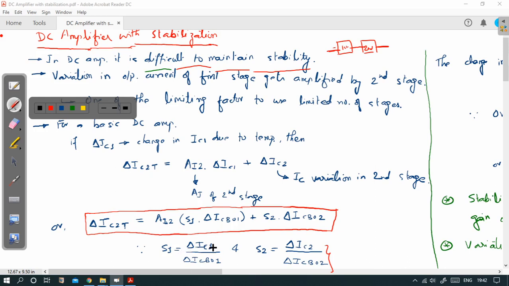So this is actually the change in IC1 with respect to the change in ICBO1. That is how much change in ICBO1 will cause a change in IC1. Similarly, S2 is a ratio that defines that for per unit change in ICBO2, how much is the change in IC2. These S1 and S2 parameters are the stability factors. These are called stability factors.